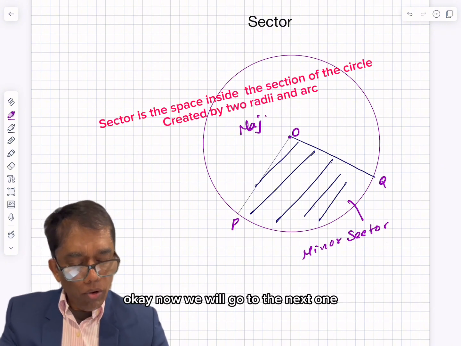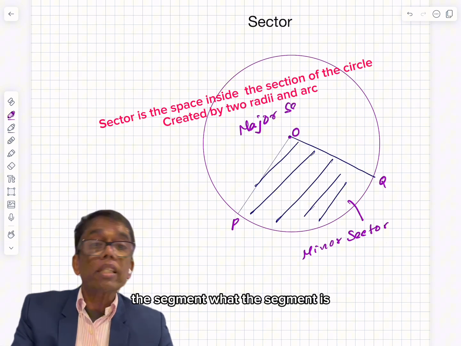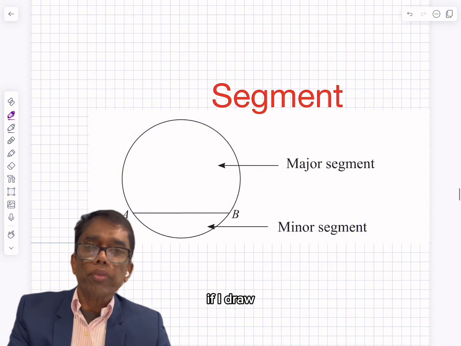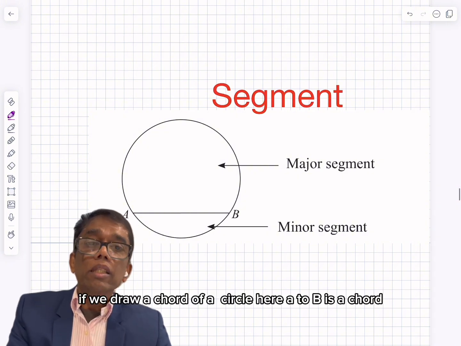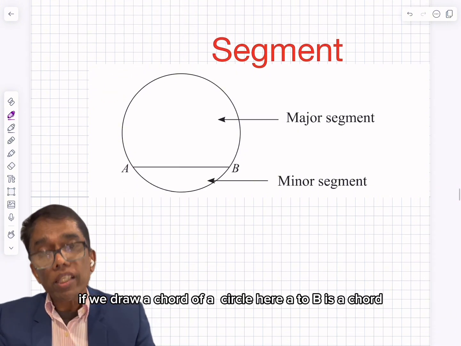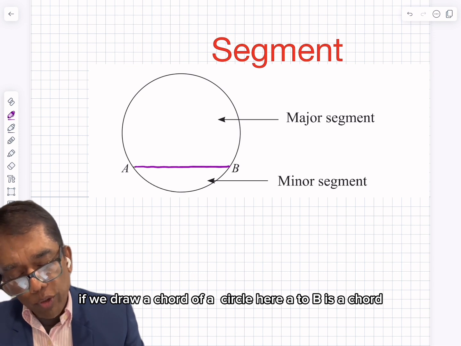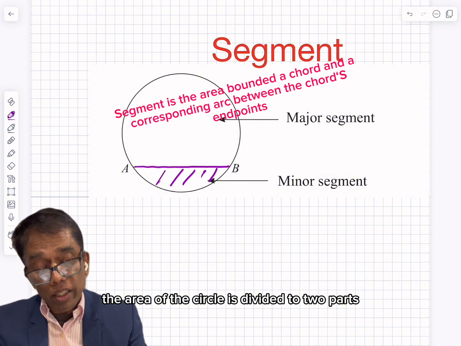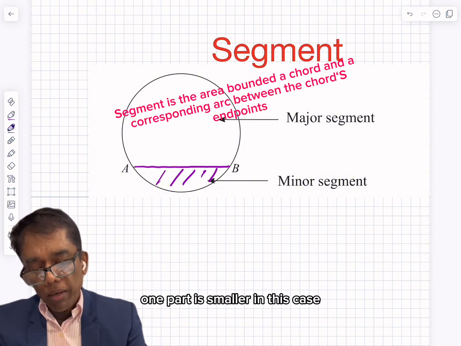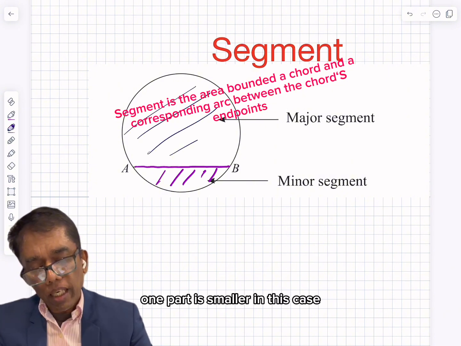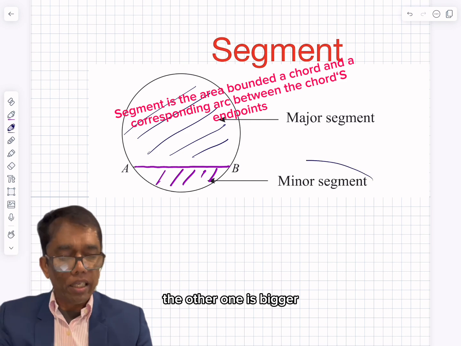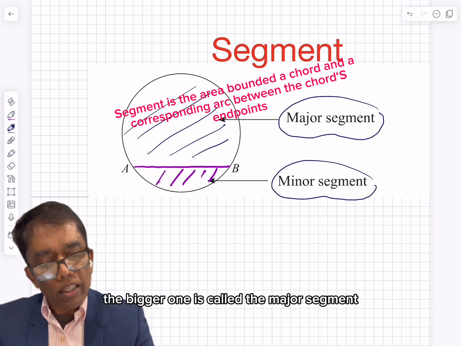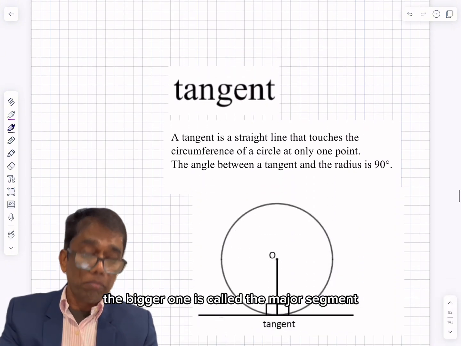Okay. Now we will go to the next one, the segment. What is the segment? If we draw a chord of a circle, here A to B is a chord. The area of the circle is divided into 2 parts. One part is smaller, in this case, the other one is bigger. The smaller one is called the minor segment, the bigger one is called the major segment.